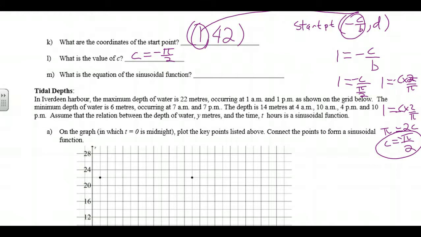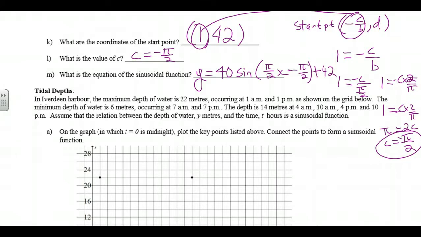What's the equation of this? So now we can put it together, right? The equation is y is equal to A. What's A? 40. Sine, what was B? Pi over 2. X minus pi over 2, right? Because it's plus C, which is negative pi over 2. So minus pi over 2, plus 42.